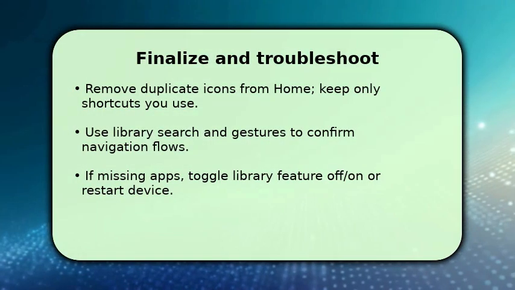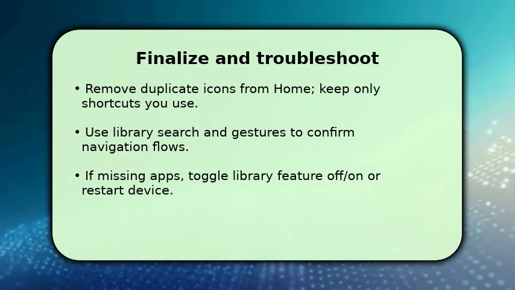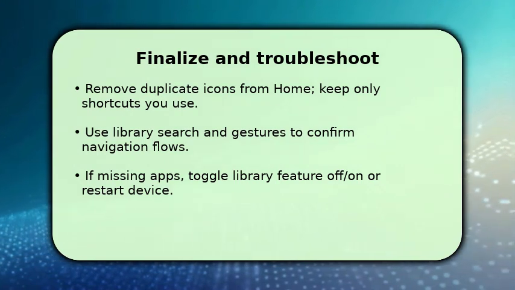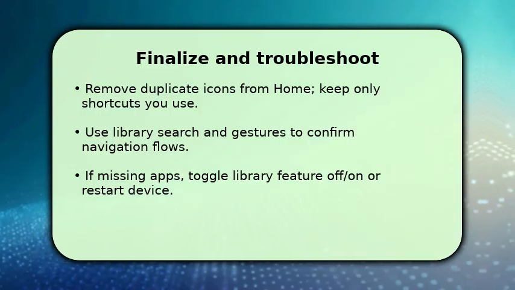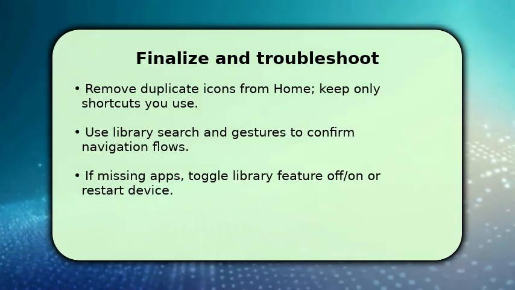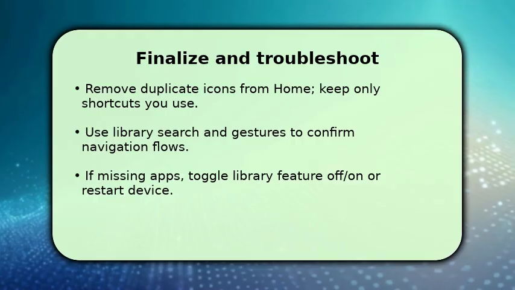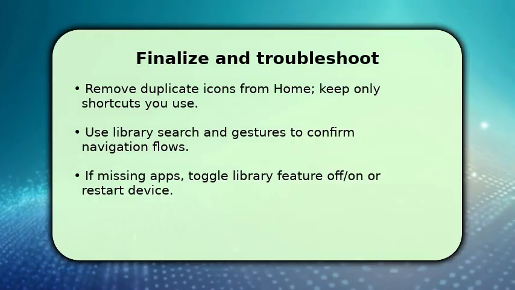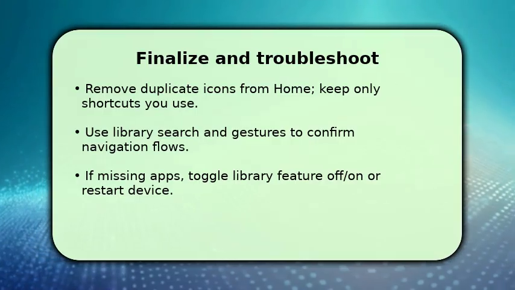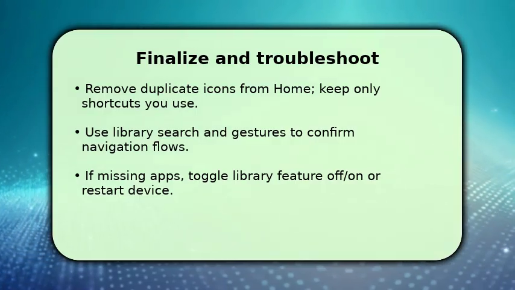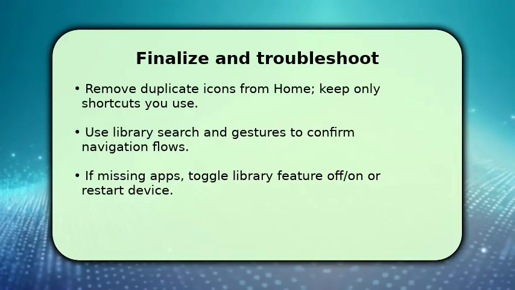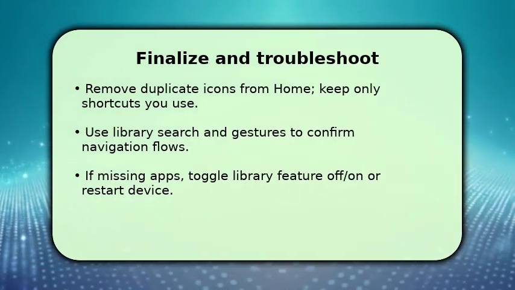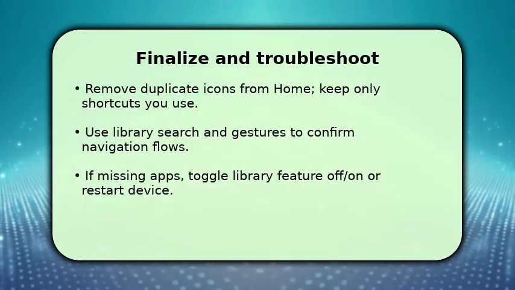You'll finish by pruning duplicates and testing navigation to confirm the library replaces your old home flow. Remove any remaining icons from visible pages so the app library is your main launcher. Practice the gestures and search to make sure you can reach apps in 2 taps or less. If an app doesn't appear, toggle the app library setting off and on or restart the device. This refreshes indexing. If problems persist, check for pending updates and reapply your folder names.